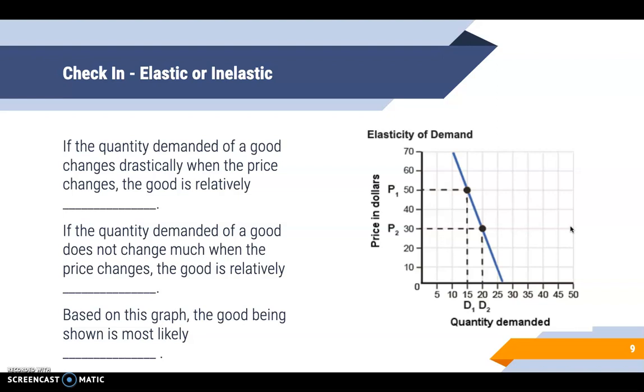And I'm looking over at this graph for number three, based on the graph, the good being shown is most likely, and I'm going to say it's most likely inelastic. Yeah, inelastic, because the slope is very steep. So the graph is showing an inelastic demand. Okay, inelastic supply. So let's flip over to the supply side of this.